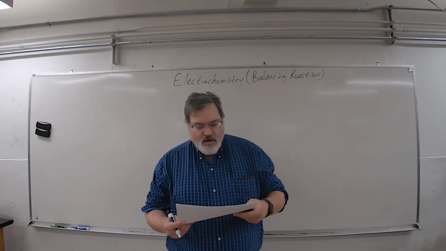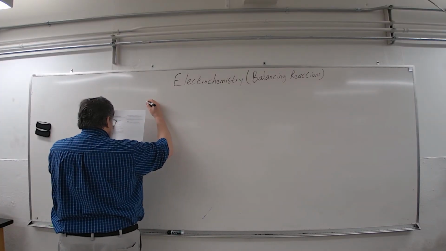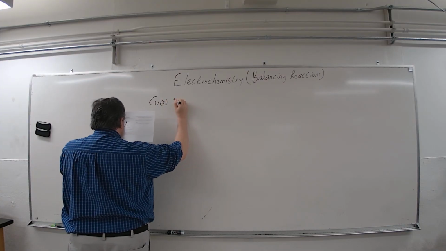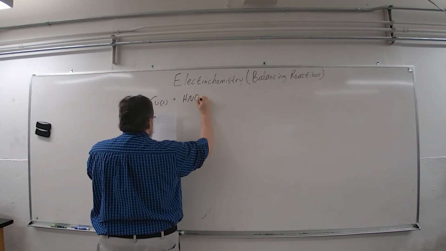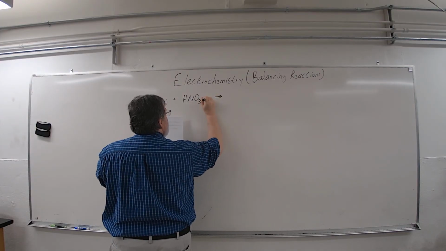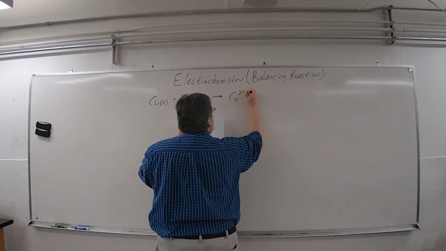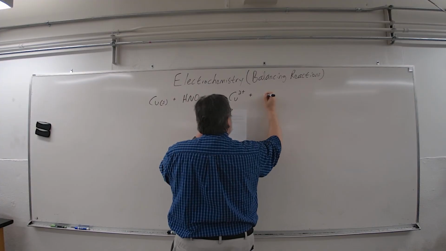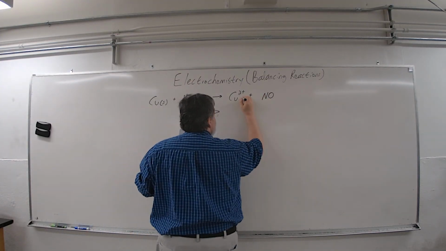explain electrochemistry. All right. First, it's balancing. So if you were given this: copper solid plus aqueous HNO3, that's what we need.